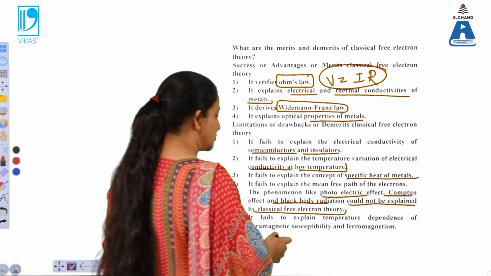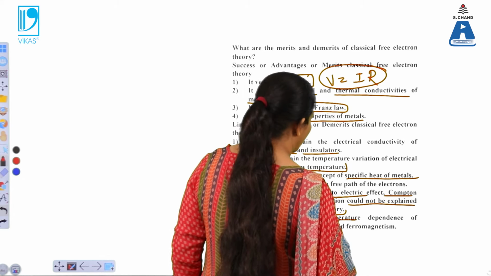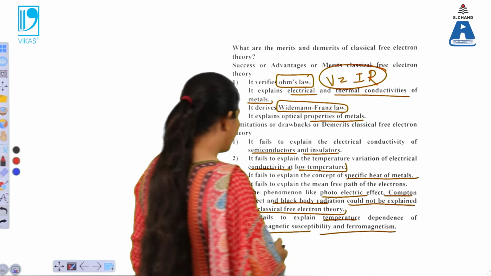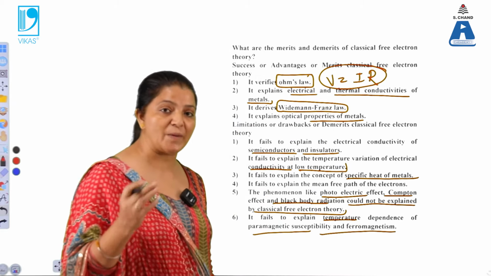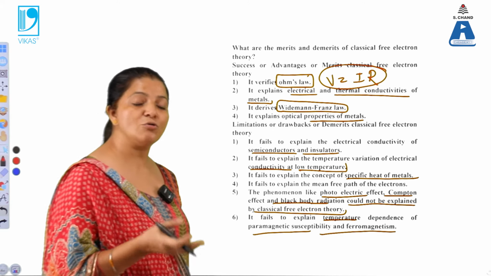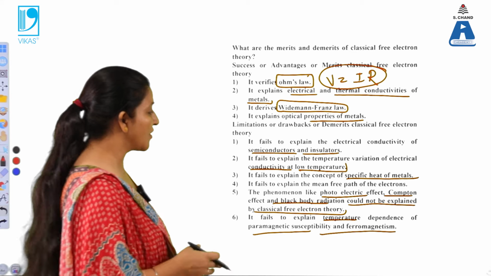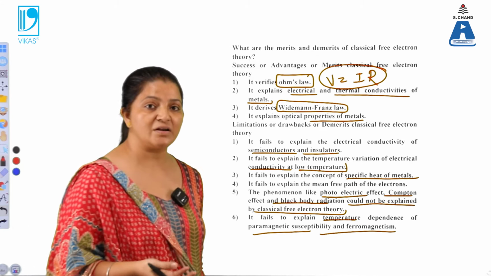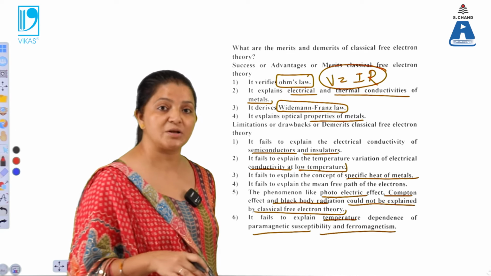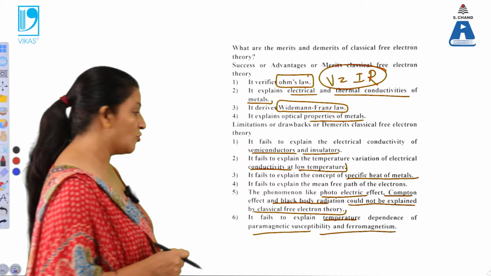Next, it also fails to explain the temperature dependence of paramagnetic susceptibility and ferromagnetism. Paramagnetic susceptibility means that as the temperature is increased for paramagnetic materials, their magnetic properties get altered. And for ferromagnetic materials, their susceptibility is very much positive, and it does not depend upon the temperature. So this classical theory fails to explain all these phenomena.